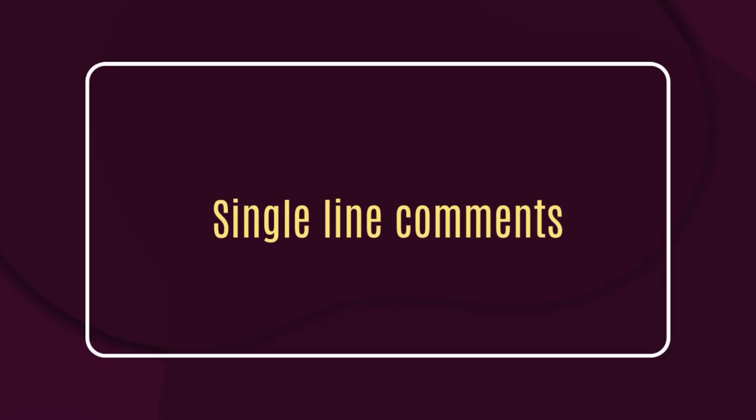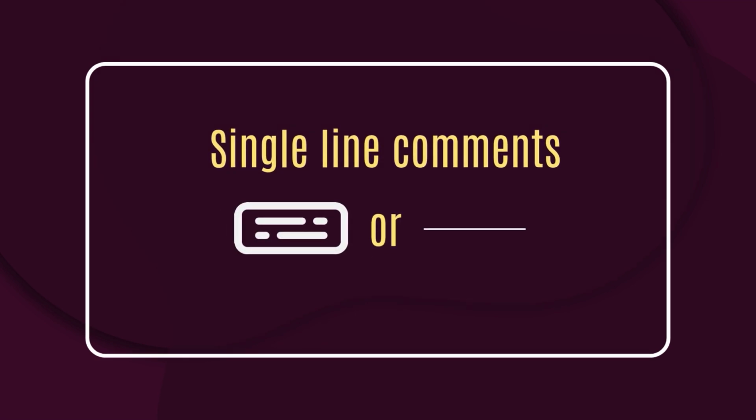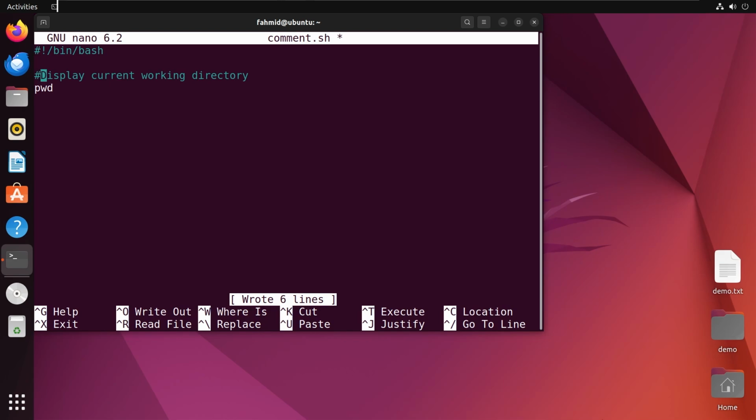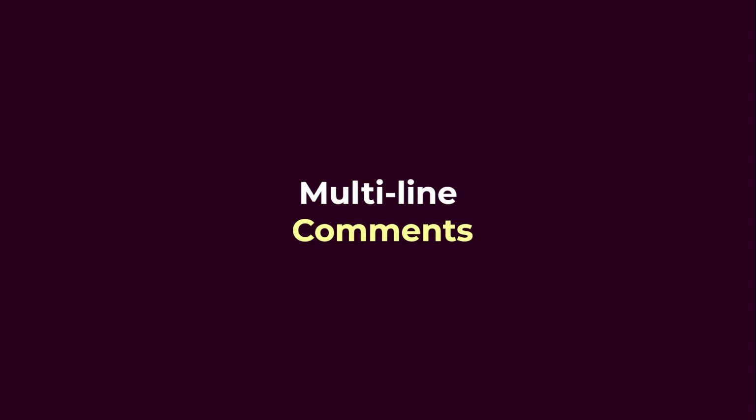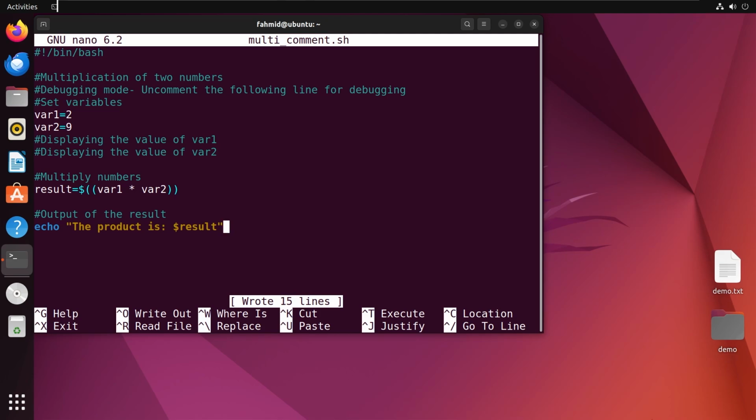Firstly, talking about single line comments, they are basically comments written in one sentence or in a single line. For example, I have shown a single line comment in this script which states display the current working directory. Now talking about multi-line comments, they are basically single line comments written many times. For example, in this script multicomment.sh, I have written multiple single line comments one by one to make it a multi-line comment. This is very useful when you want to do multiple tasks together, so you mention multiple comments together.